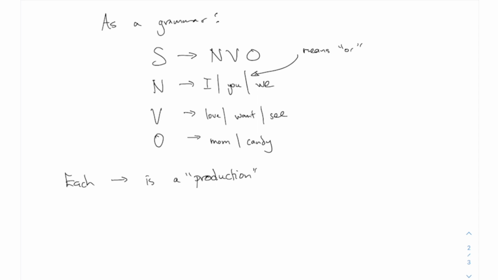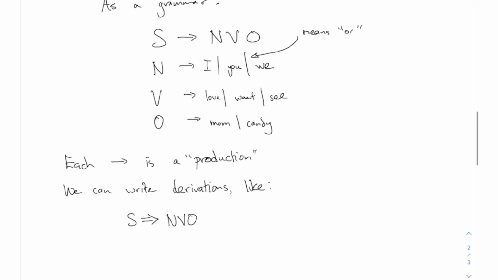And the way to indicate how you produce a final answer is to write out what are called derivations. In our book they use different arrows for different things, but for instance, a derivation of the string I love mom would look like: S becomes NVO, then that N becomes I, and then I have VO, then the V becomes love, so I have I love O, and then the O becomes mom. I love mom. That is called a derivation. And in our book, they use the double arrow there.